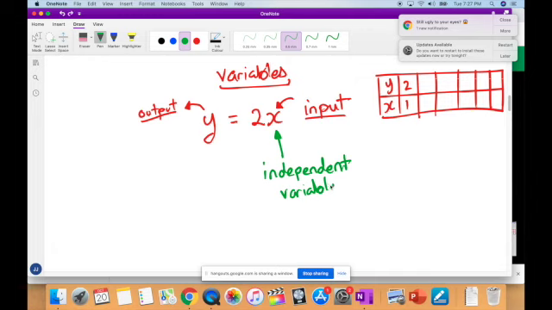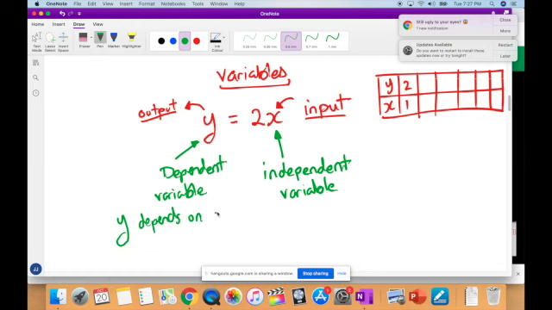So when you think about independent, you could think free. X is free to be anything, but Y is not free to be anything. Y is your dependent variable. So Y depends on X.